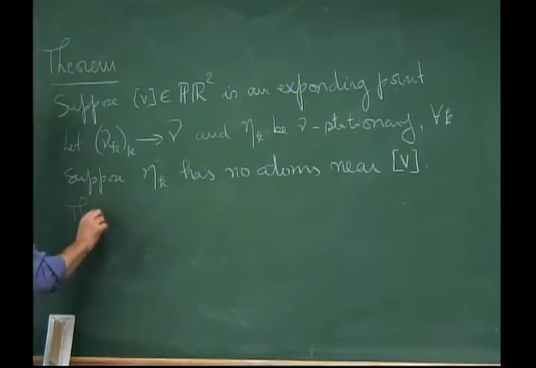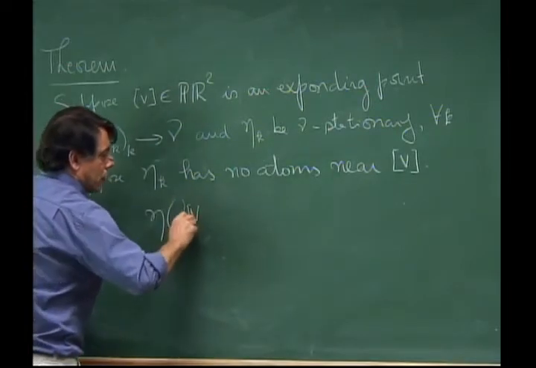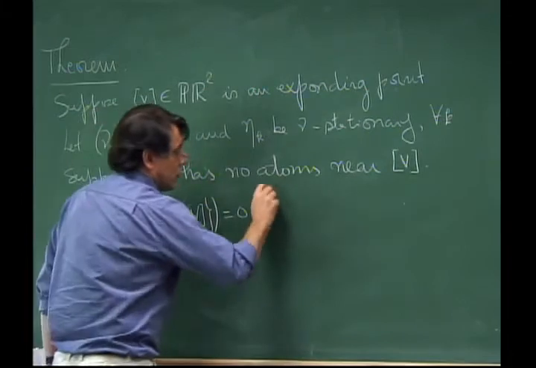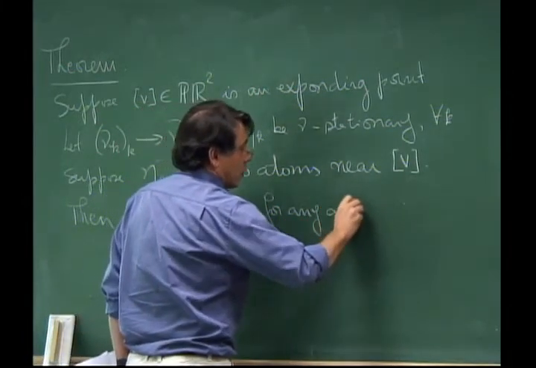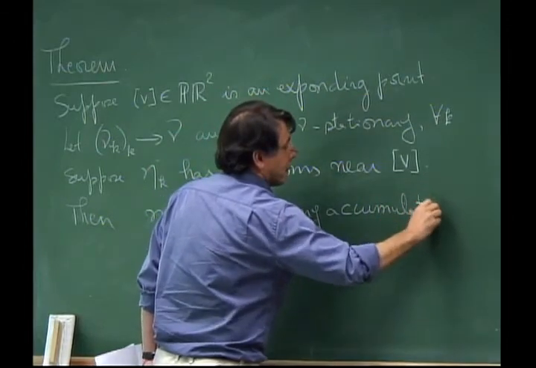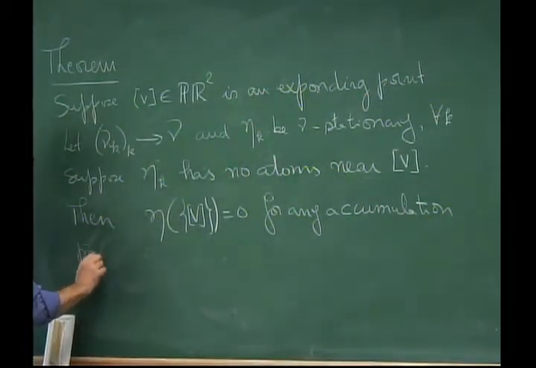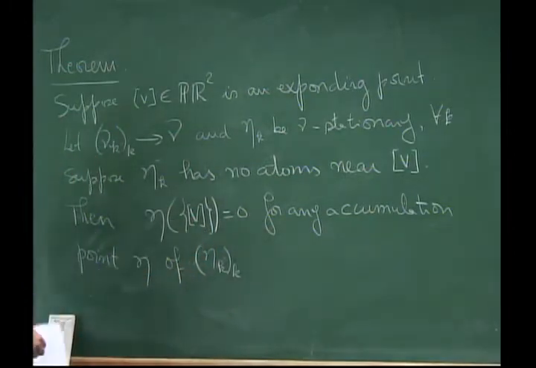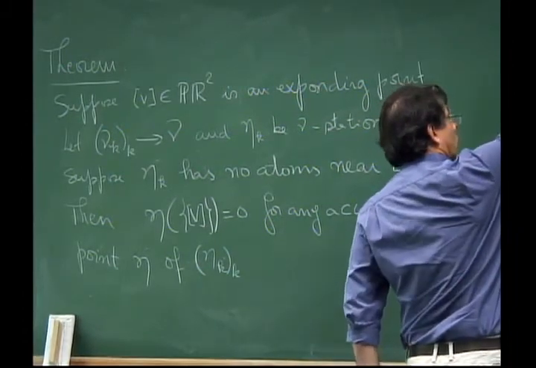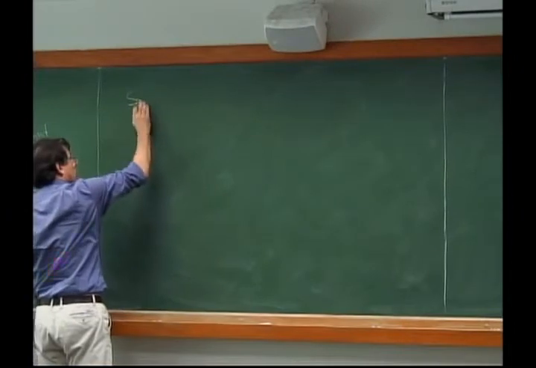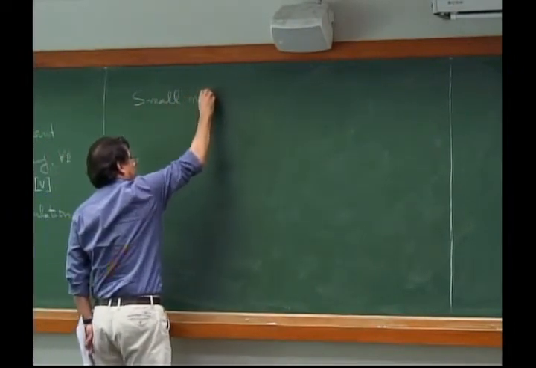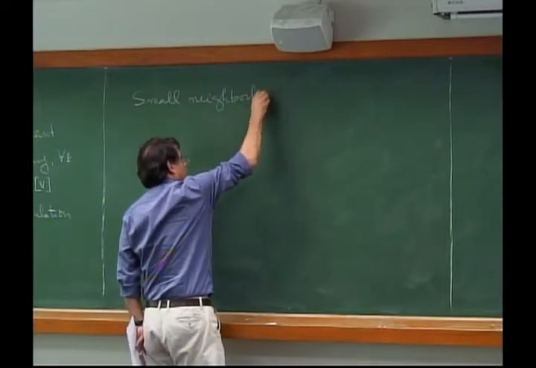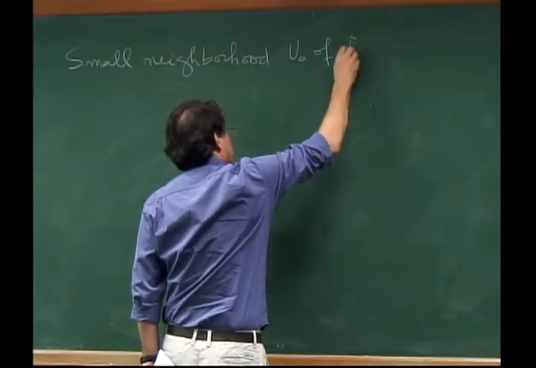then eta of V is 0 for any accumulation point eta of the sequence. And in order to prove this, we fixed, we took small neighborhoods, U0 of V.